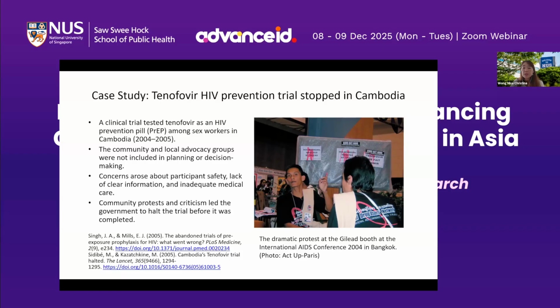Local and international NGOs also highlighted these gaps and called for the trial to be stopped until these concerns could be resolved. This experience underscores the absolute necessity of robust community and stakeholder engagement in clinical trials.